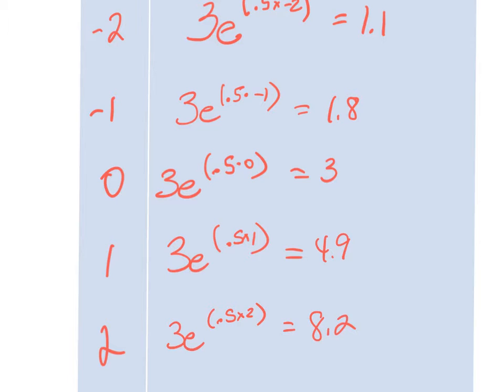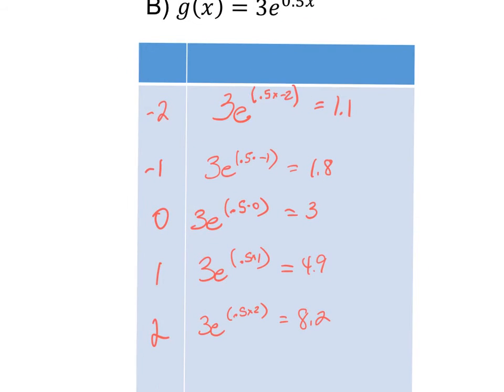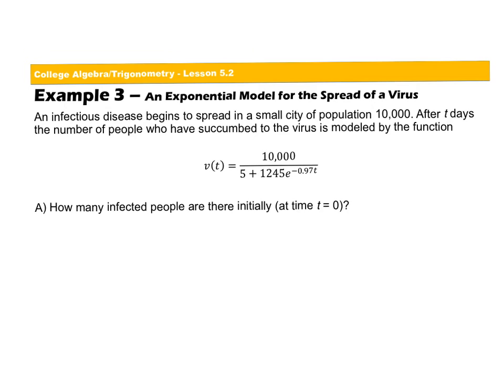8.2. All right, so what kind of a function is this? Is this a growth or a decay? Growth. It's a growth. Okay, so look, is this a growth or a decay, guys? Growth. It's a growth because it starts out little and gets bigger. Does everybody see that? And then if you were going to graph that, you would just do that.